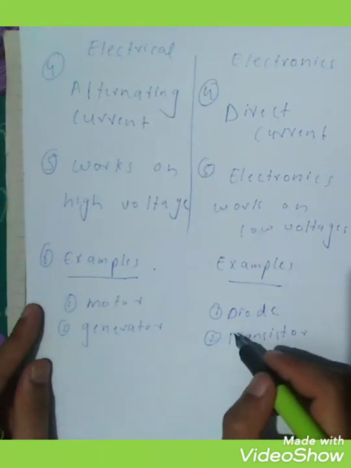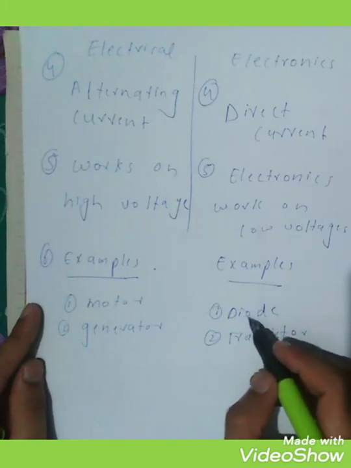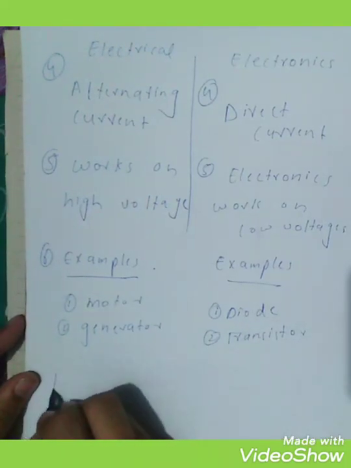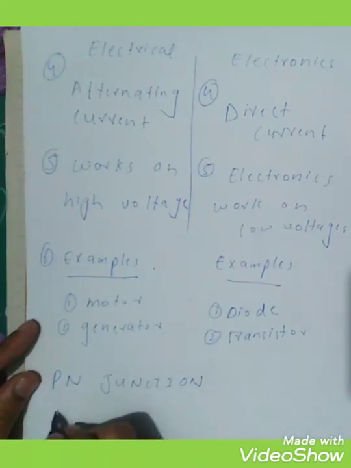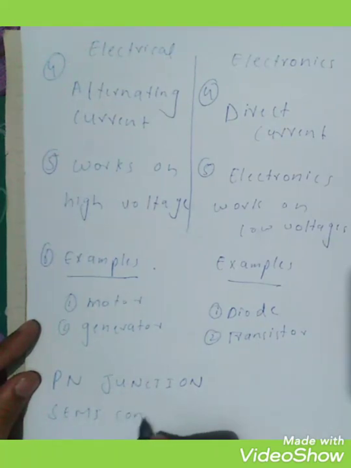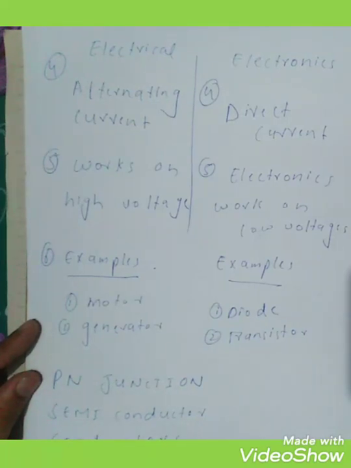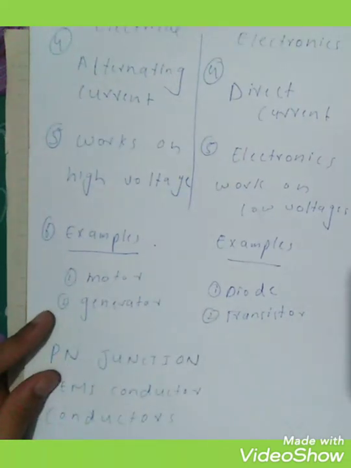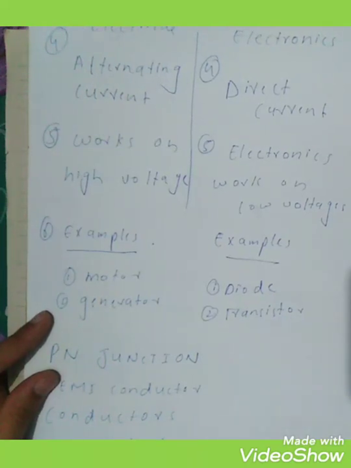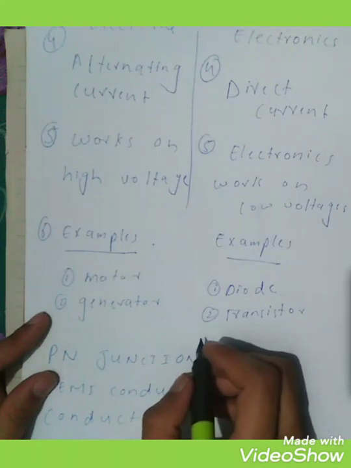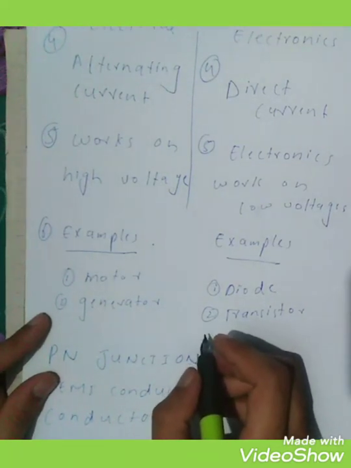In the next lecture we will discuss PN junction, semiconductors, conductors, insulators, forward bias, reverse bias, and some other topics in coming lectures.